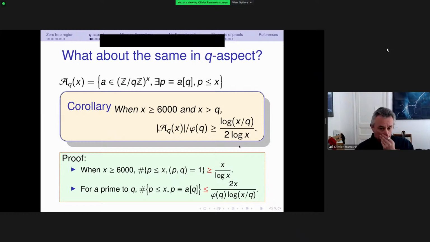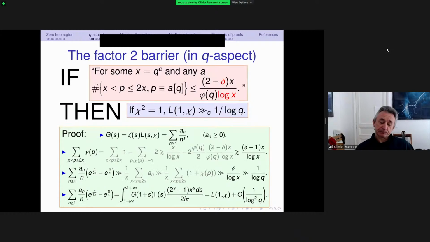So how can one use this? Well, later I'll tell you about how one can use this information. But first, I have to go through another paper of Ramachandra about the factor 2. You know, in Brun-Titchmarsh the upper bound was less than 2x divided by phi of q log x by q. And I want to show you a very simple proof that if you break this factor 2, then you get a wonderful result.